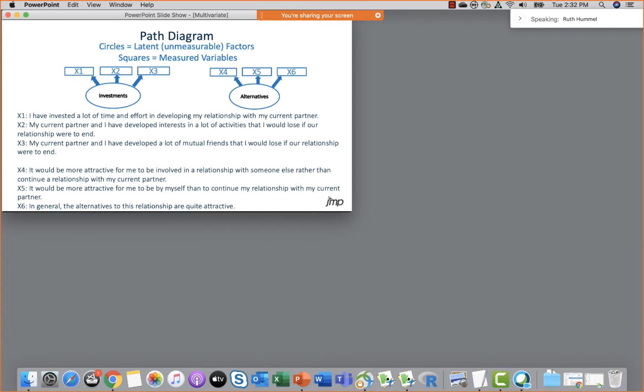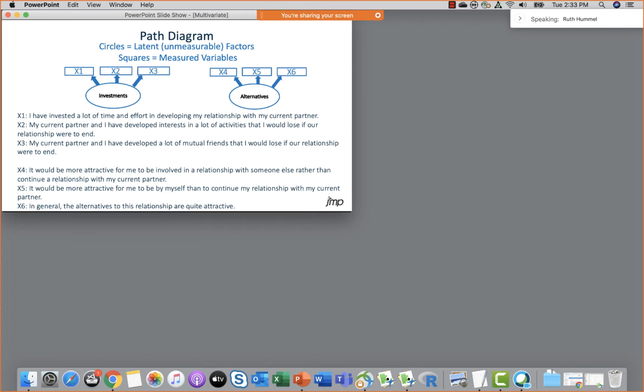The second question is, my current partner and I have developed interest in lots of activities that I'd lose if our relationship were to end. So I've invested in all these activities together. And so 1 to 7, how do I feel about that statement? And then the third question about investments is, my current partner and I have developed a lot of mutual friends that I would lose if our relationship were to end. So these are all questions that are trying to get at a general feeling of how much you've got invested and at stake in your relationship.